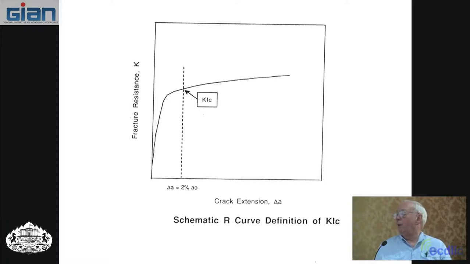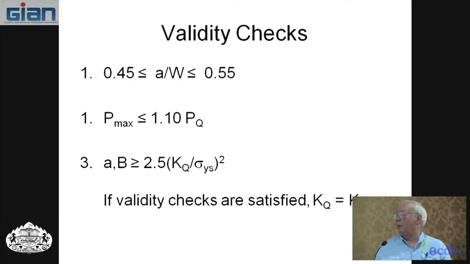And you need an R curve that's relatively flat. If it's not flat, this thing doesn't work. Pmax and PQ doesn't work. So if these are all satisfied, then KQ is K1C. If they're not all satisfied, KQ stays to be KQ.